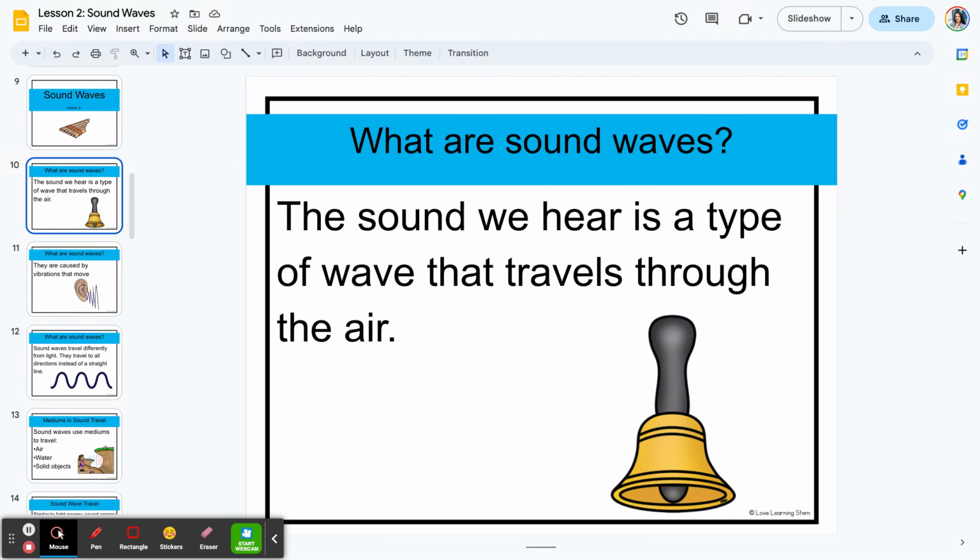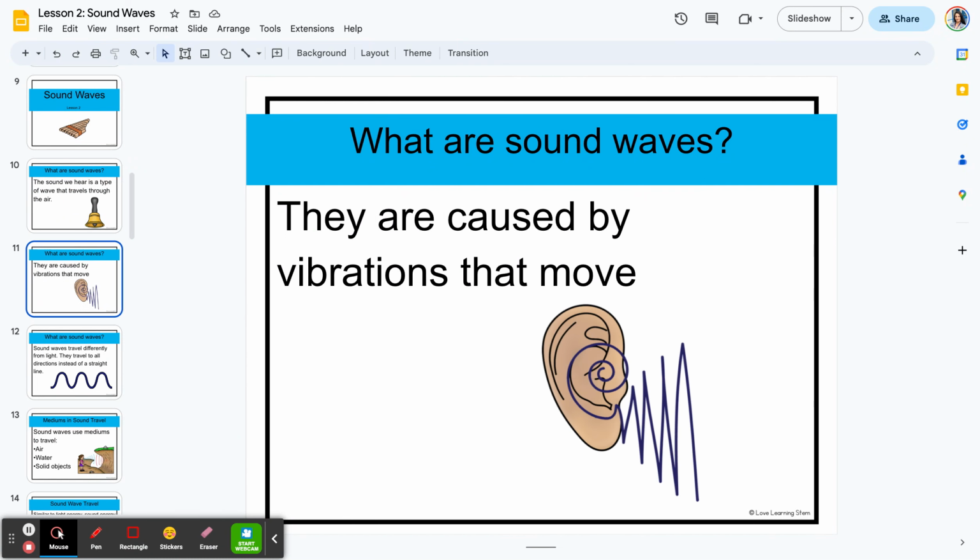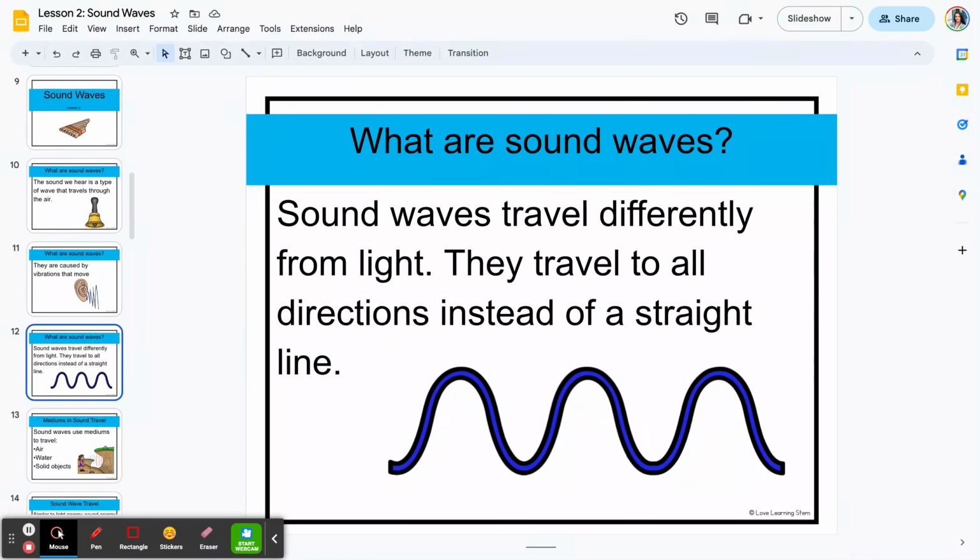These are the sounds we hear, and it's a type of wave that travels through the air. They are caused by vibrations that move. And sound waves travel differently from light. Light travels in a straight path, but sound waves go all around.